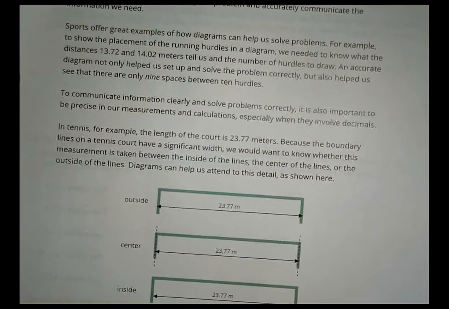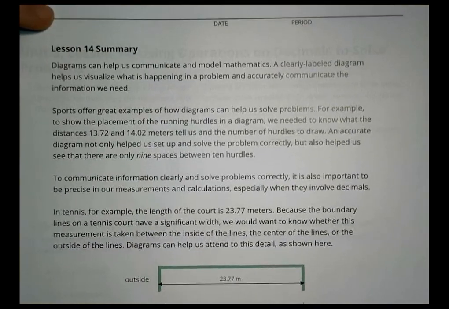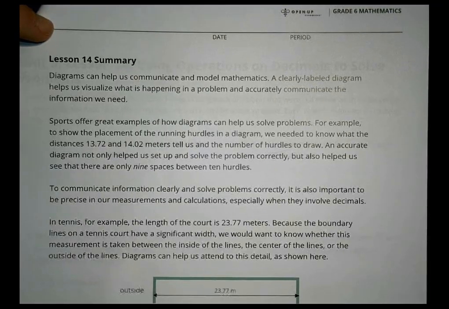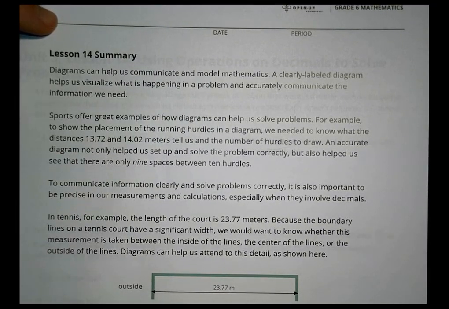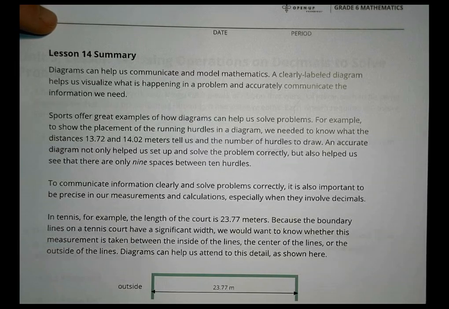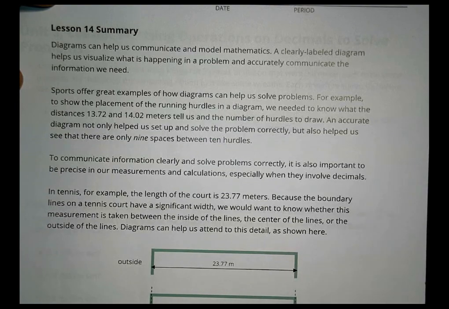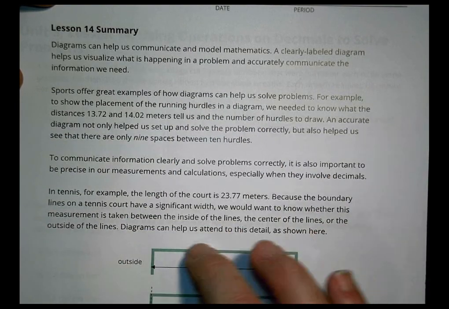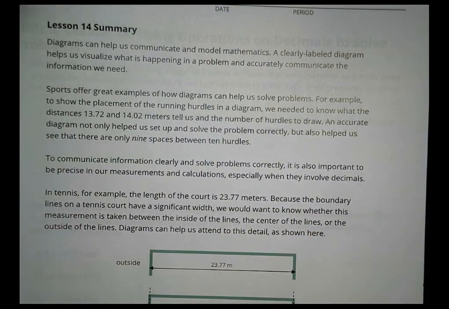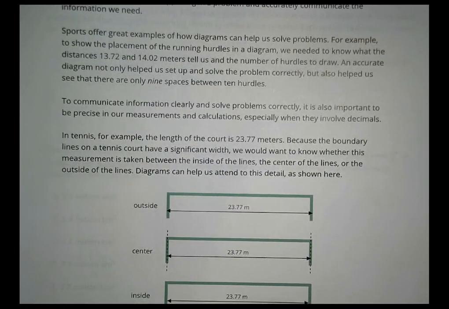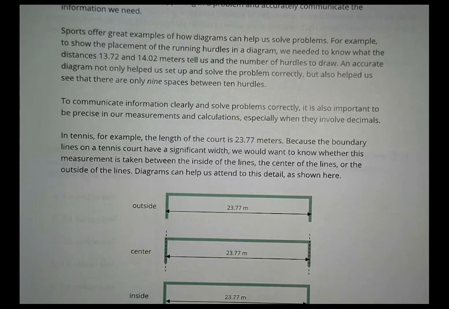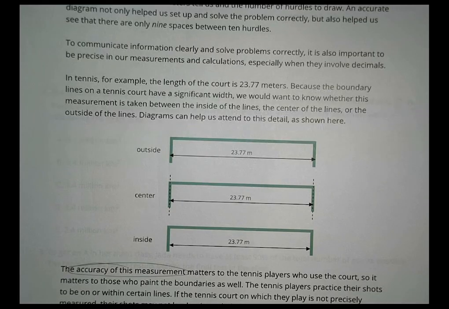Alright, so 14, summary. Diagrams can help us communicate and model mathematics. A clear labeled diagram helps us visualize what is happening in the problem. With sports, we see great examples of how diagrams can help us solve problems, which we did with the hurdles, and with the lines on the tennis court. Those are always cool, and again, because you're doing sports, accuracy of measurement really does matter. You want to make sure that things are equal and even for both players when you play those games.